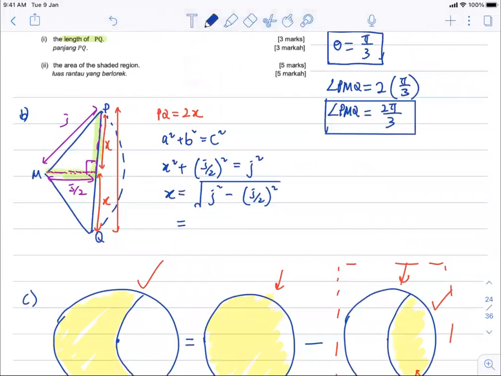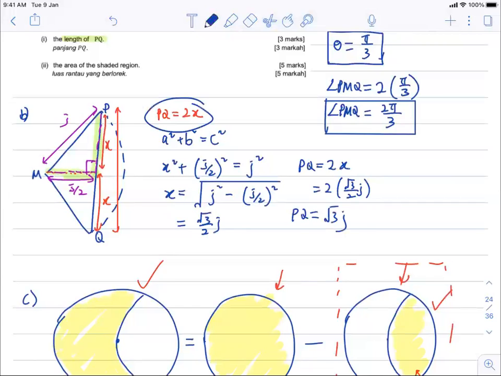So x is equal to root 3 over 2 j. Now we have x, we need to find PQ. PQ is equal to 2x. 2 multiplied by root 3 over 2 j is equal to root 3 j. So PQ is equal to root 3 j.